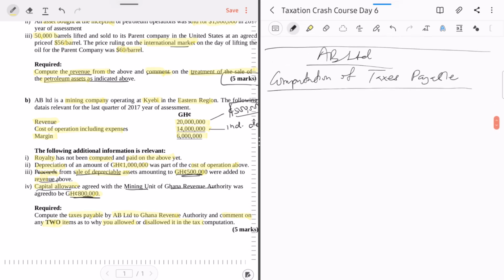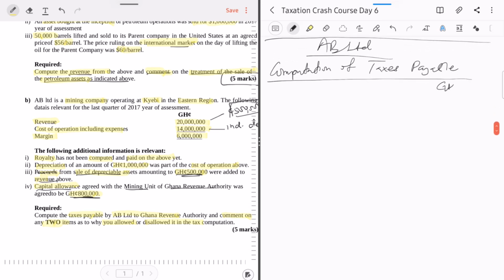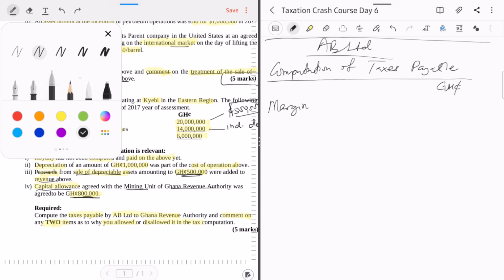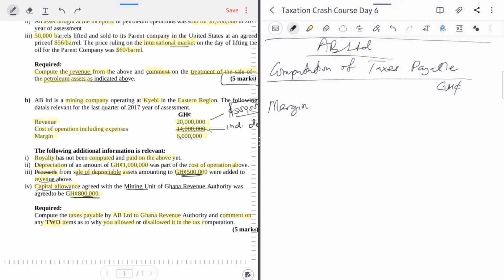So as usual, you would have started with what? Your profit before tax. But here we have the margin. So let's say, what is the margin? I have a margin of 6 million, right? So we take the 6 million.